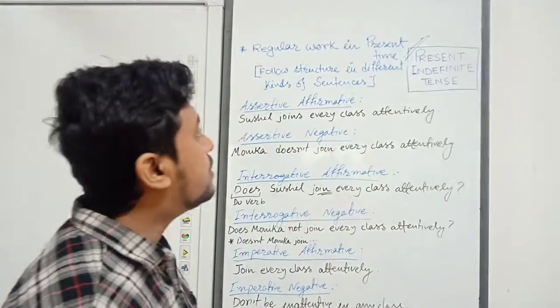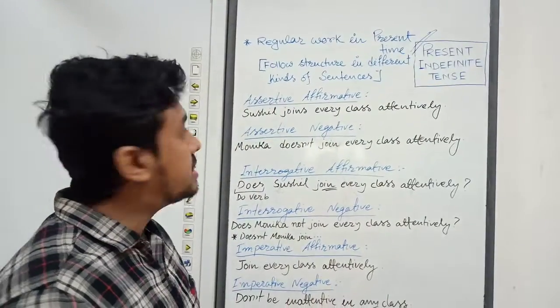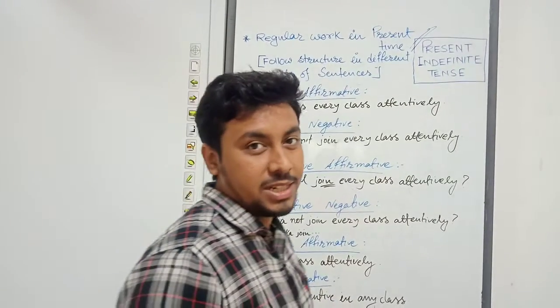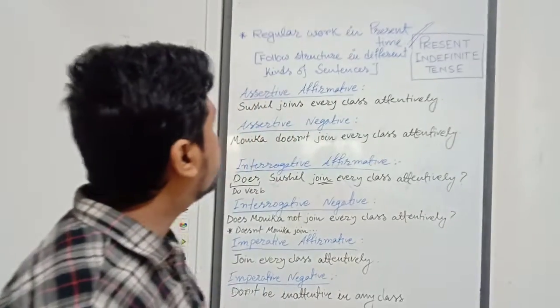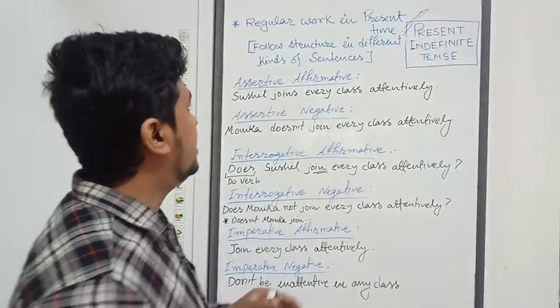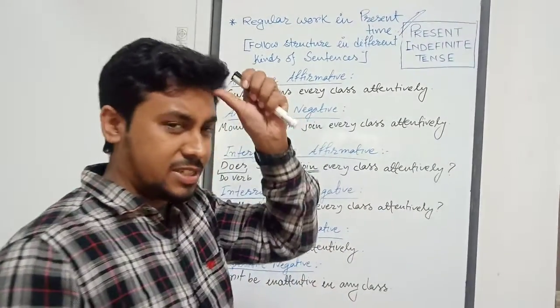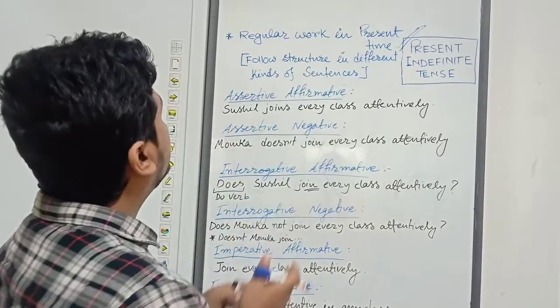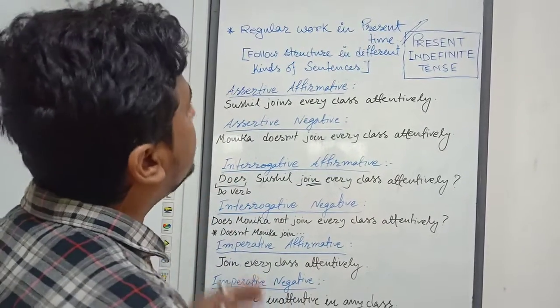As we all know what the use of the present indefinite tense is, still I want to say about that: regular work in present time is called the present indefinite tense. So the work we do regularly or occasionally, we call it the present indefinite tense. So mark it. Next we will follow that structure in different kinds of sentences.